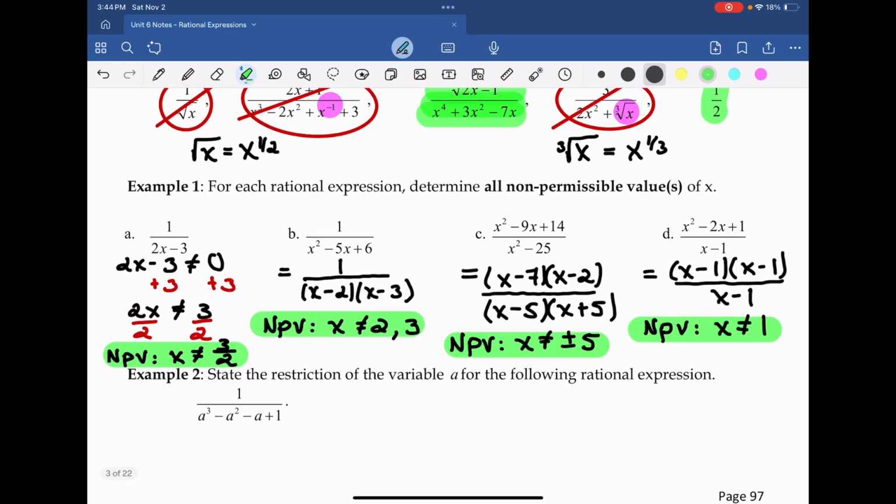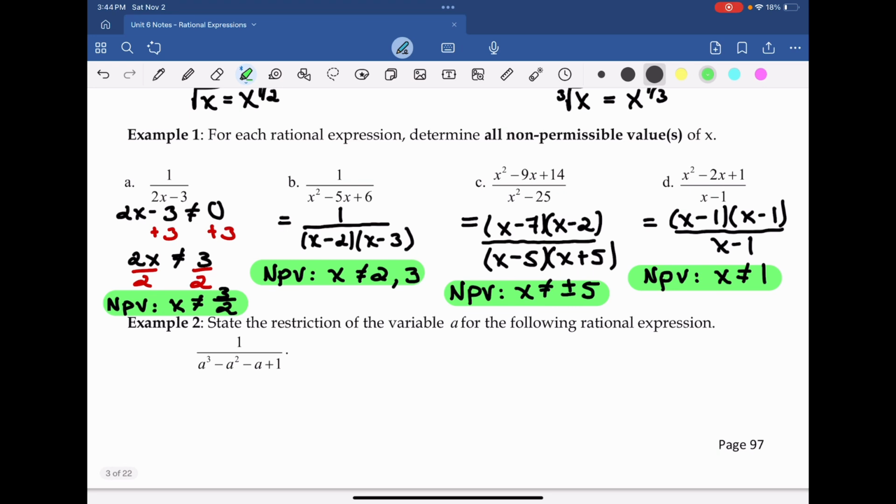All right, let's go to example 2, where we're not only going to state the restriction, but we're going to see it in kind of a different format than we may have seen before.